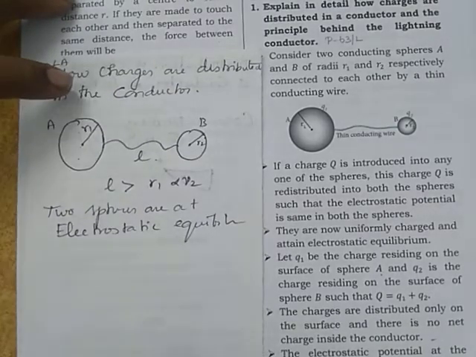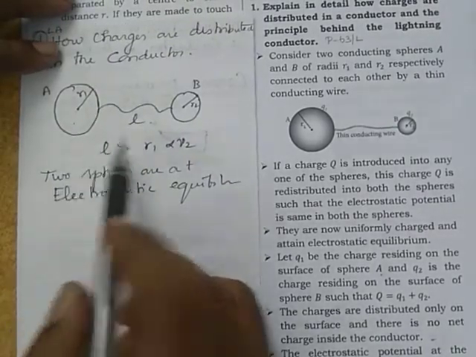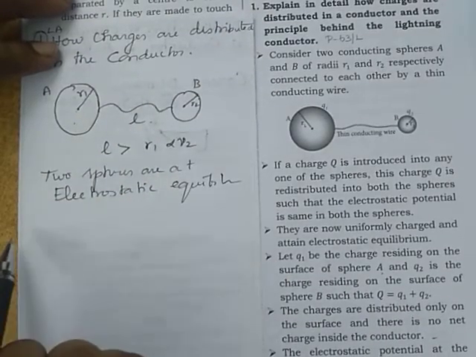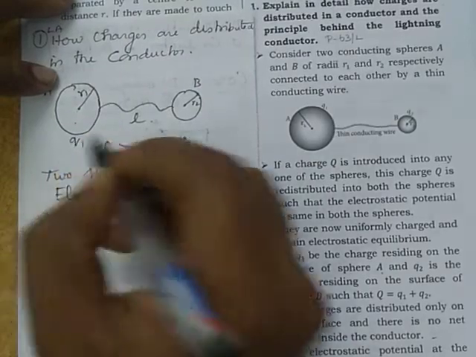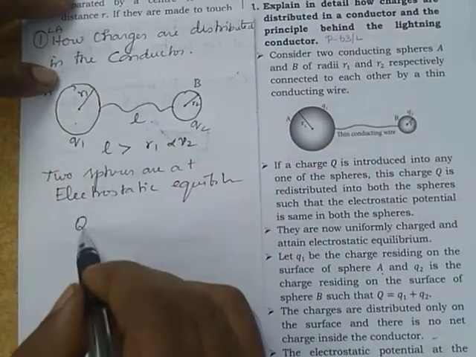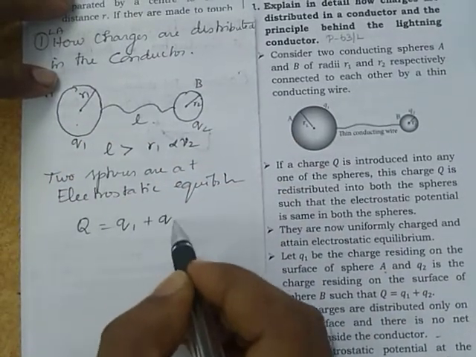After introducing the charge Q on any of the spheres, the charge on sphere A is Q1 and on sphere B is Q2. Then the net charge Q is equal to Q1 plus Q2.